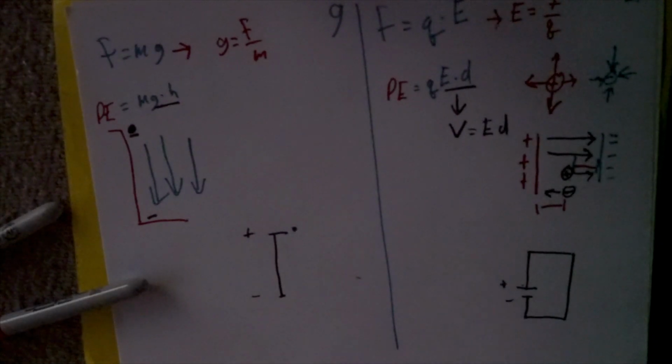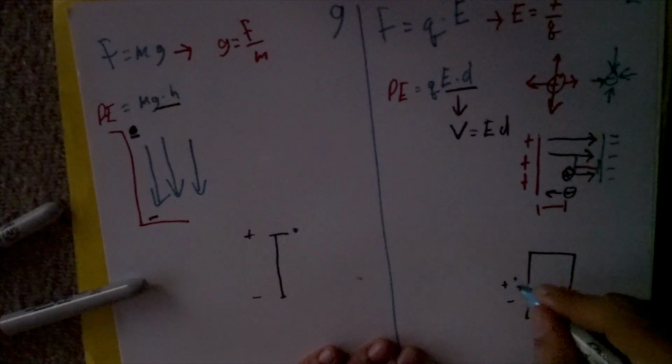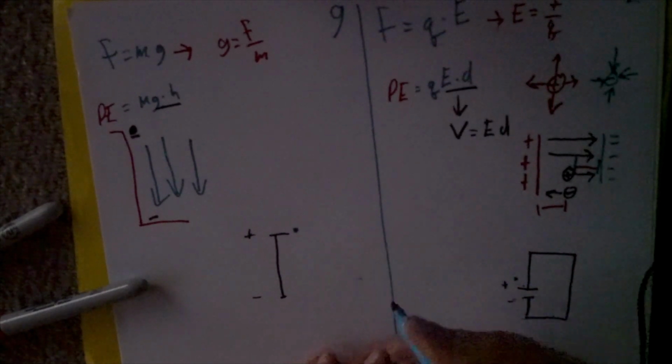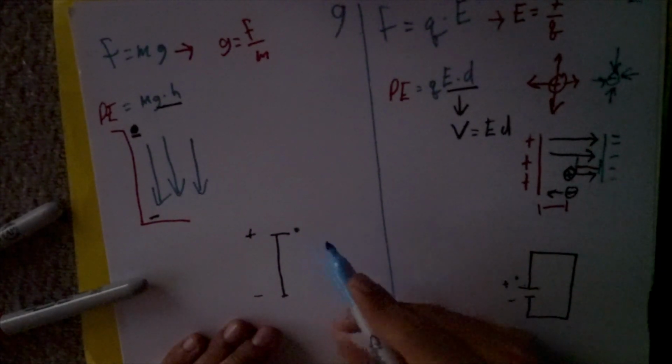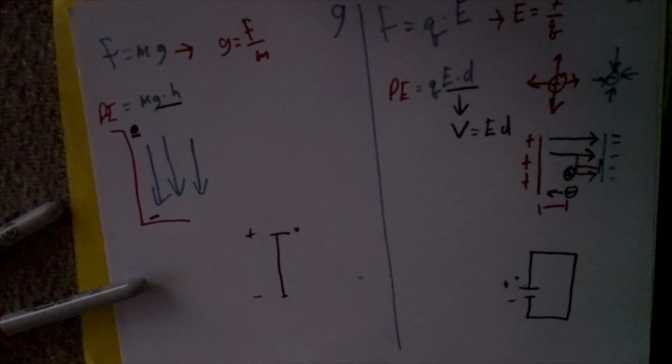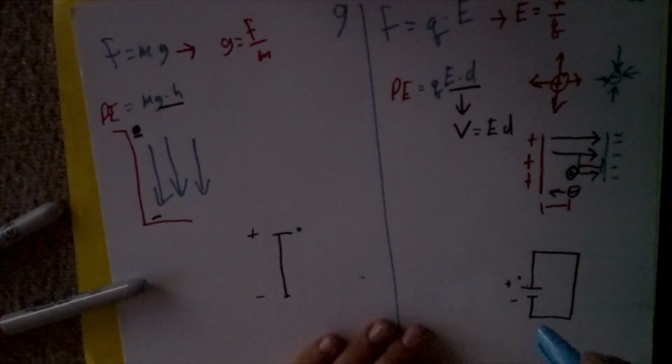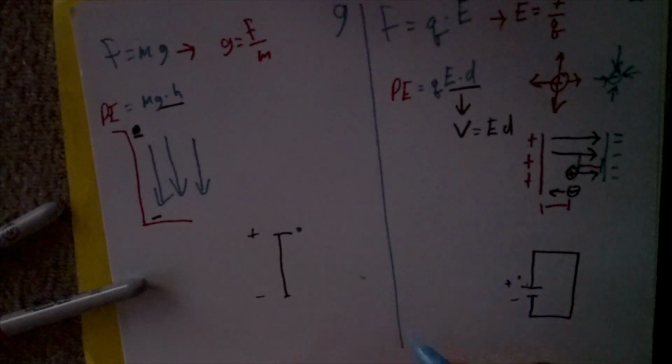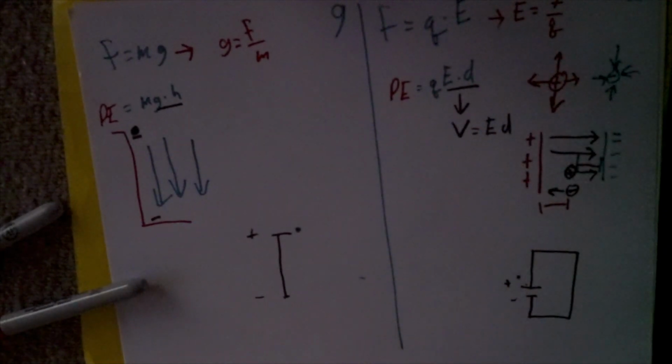So if I have something with charge, it's going to want to start at the high potential and go to the low. If I have something with mass, it's going to want to start at the high potential and go to the low. That's how these are comparable. And the difference between the potentials is what we call V, voltage.